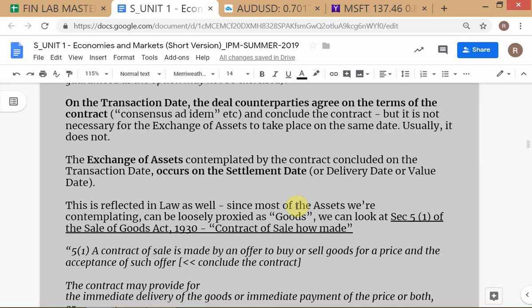So everyone understands now, we are defining two concepts, transaction dates and settlement dates. Remember that your contractual obligation is already crystallized on the transaction date. You cannot wake up on the settlement date, even if it's six months later, and say, oh, I'm sorry, I've changed my mind. You are already contractually bound from the transaction date. Is that clear? Here you can recall all your contract law terms, consensus ad idem, meeting of the minds, where you agree on all the terms. Okay, so the exchange occurs on the settlement date, sometimes also called delivery date or value date.